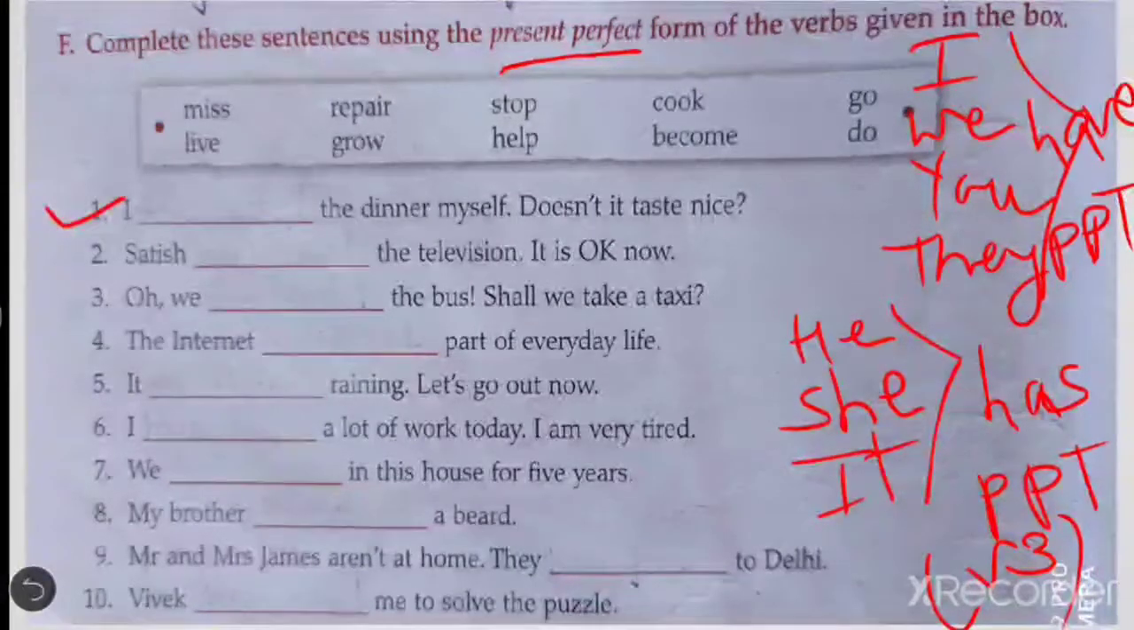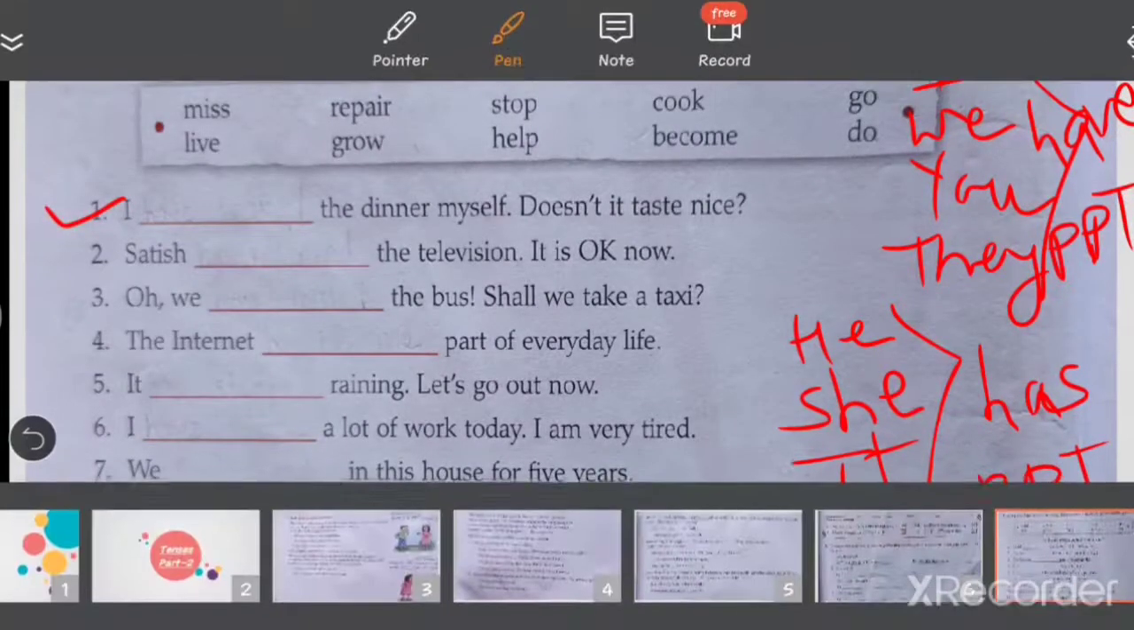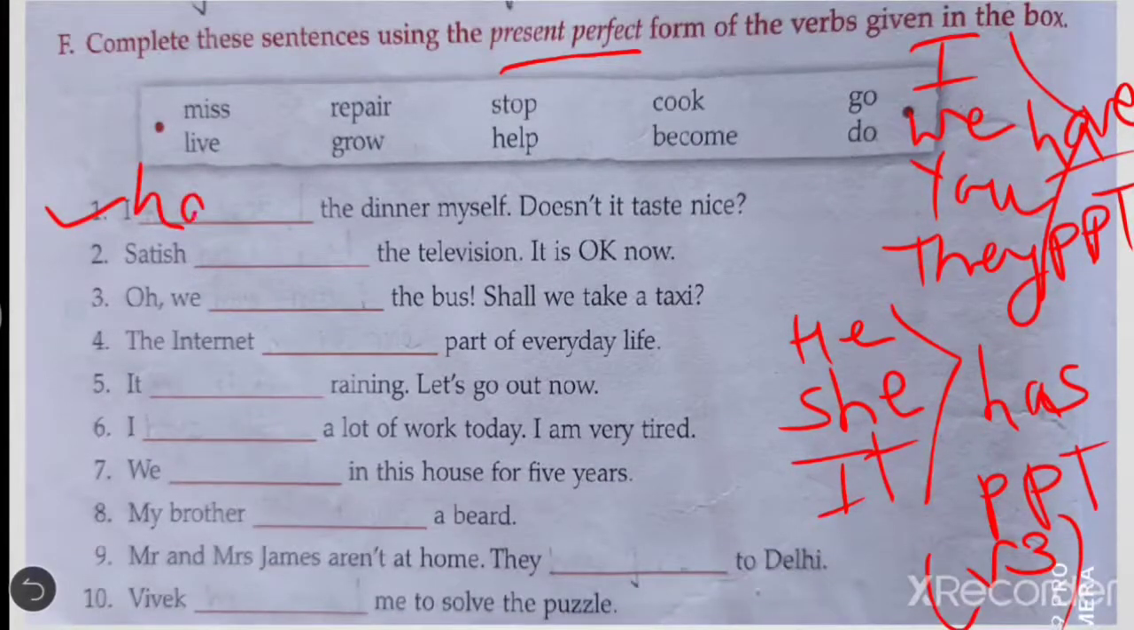Look at number 1. I dashed the dinner myself. Doesn't it taste nice? I dash. Now I is here, so with I you have to use have.